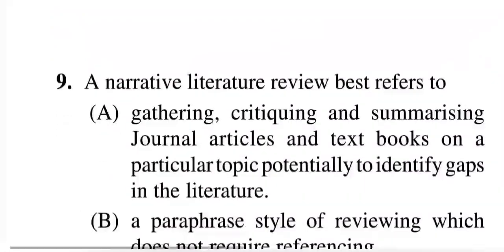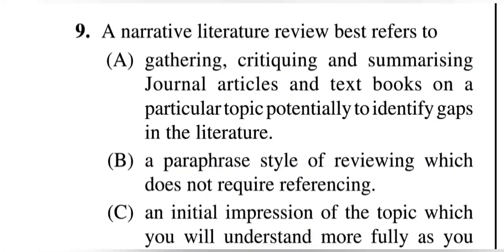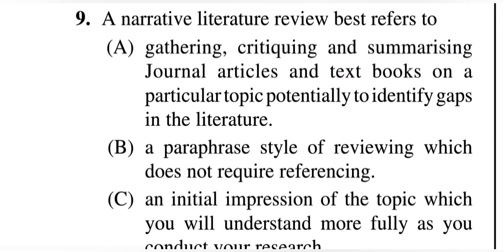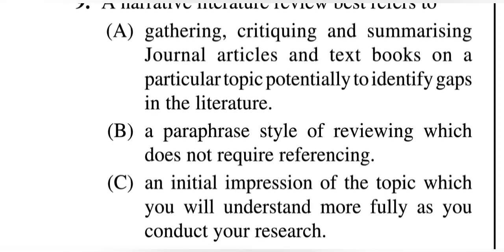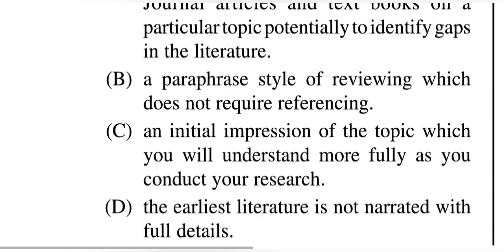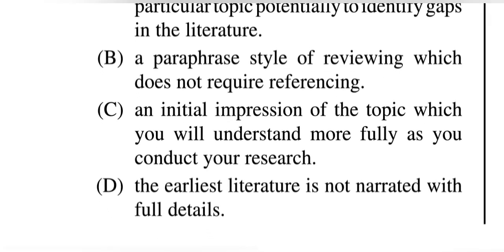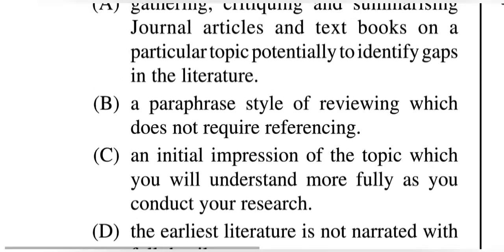Okay. Number 9, it says a narrative literature review best refers to what? A, gathering, critiquing and summarizing journal articles and textbooks on a particular topic, potentially to identify gaps in the literature. B, a paraphrase style of reviewing which does not require referencing. C, an initial impression of the topic which you will understand more fully as you conduct your research. D, the earliest literature is not narrated with full detail.